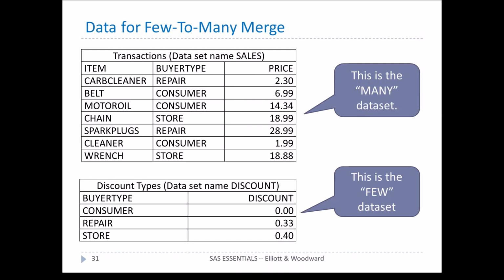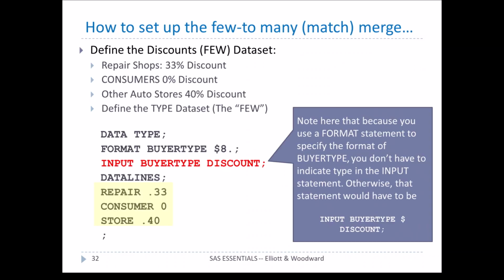Or I'm sorry, this contains the discount types. So we have buyer type: consumer, repair, and store. So we have three different kinds of people that come in. One gets a 0% discount, one gets a 33% discount, and one gets a 40% discount. Now, we need to define these in our data sets here.